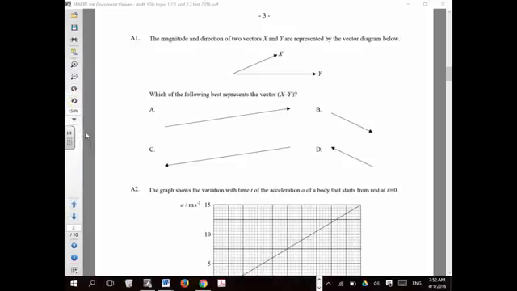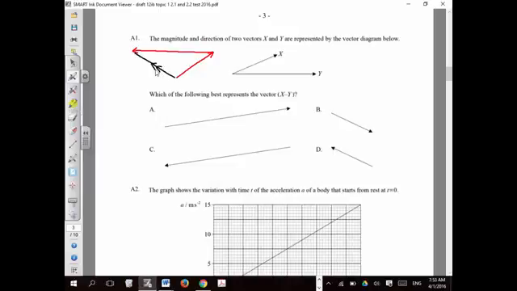are represented by the vector diagram. Show what x minus y is. So remember, in order to subtract, we take the first one and then we add the negative of the second one, so that's y. So we're going to reverse y like this, and the net or resultant vector is going to be the vector that goes from the tail of the first to the head of the last, like that. And then we find which answer matches that, which is D.